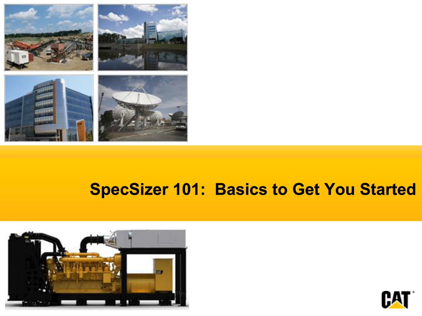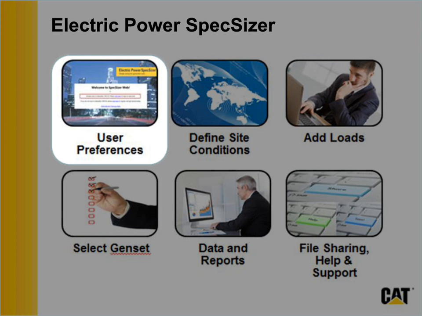Okay, so now we're going to talk about user preferences. There's about a 4-step process that you use when you size a generator set. The first thing that you need to do is set your user preferences in SpecSizer. User preferences, all that is your default site conditions.